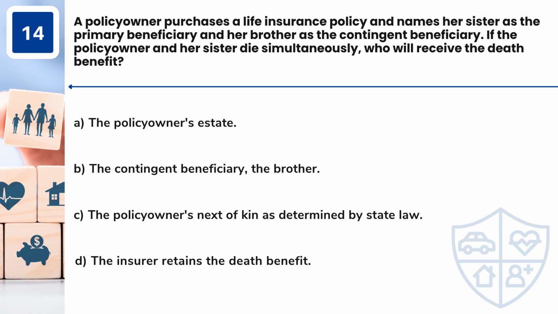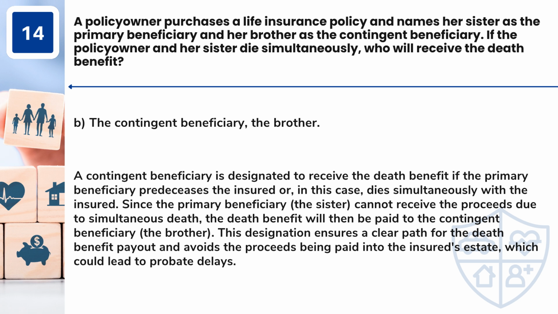Question 14. A policy owner purchases a life insurance policy and names her sister as the primary beneficiary and her brother as the contingent beneficiary. If the policy owner and her sister die simultaneously, who will receive the death benefit? A. The policy owner's estate. B. The contingent beneficiary, the brother. C. The policy owner's next of kin as determined by state law. D. The insurer retains the death benefit. Answer: B. The contingent beneficiary, the brother.